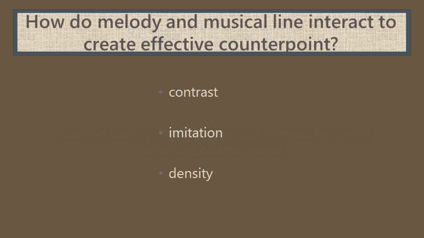I'm going to suggest that there are, again, 3 things that I think are important in effective counterpoint. Number 1 is contrast, number 2 is imitation, and number 3 is density. And I hope to convince you of this in the next little mini lecture here.